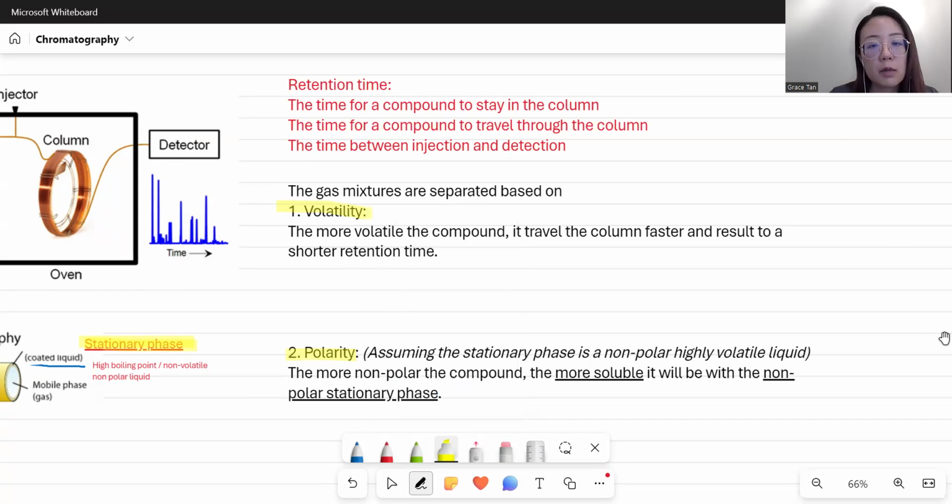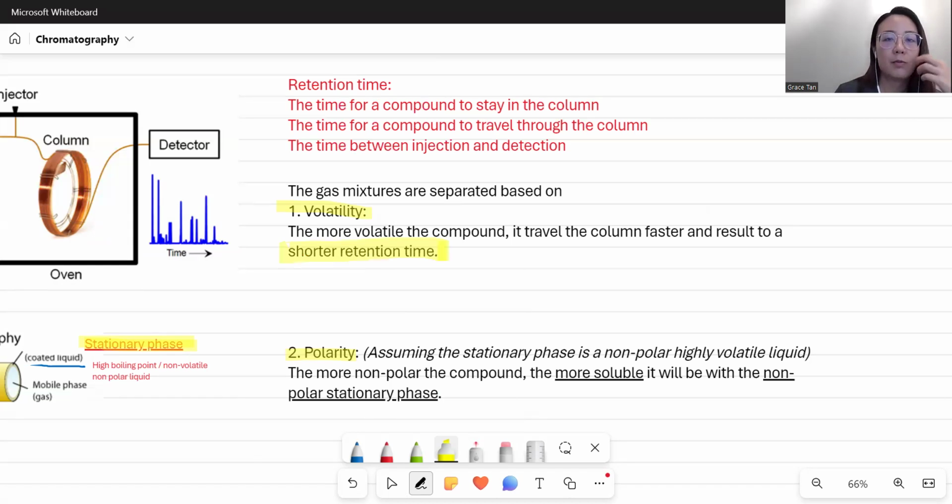So more volatile compounds will travel the column faster. When you have a mixture of compounds, some have a low boiling point. They boil up faster and become gas faster. If you become gas faster, then the mobile helium or argon gas will push you through and you travel the column first. Then obviously you have an upper hand. You may finish the whole column and reach the detector in a shorter time. So if you're more volatile, you will travel the whole column faster, and therefore, when you are detected, it is a shorter retention time.